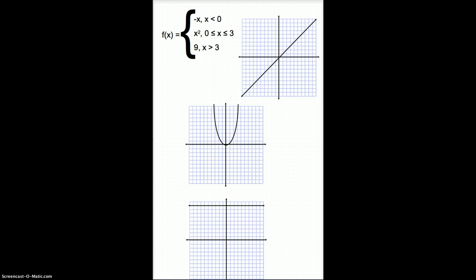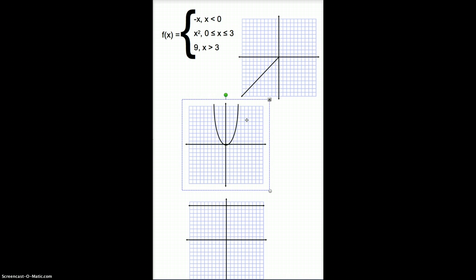So these three functions, here's the graph of negative x. We're only going to use that graph for the x values that are less than 0. So for these x values, these are greater than 0, we're not going to use the function negative x. So we're going to take that function and just put it for the values less than 0.